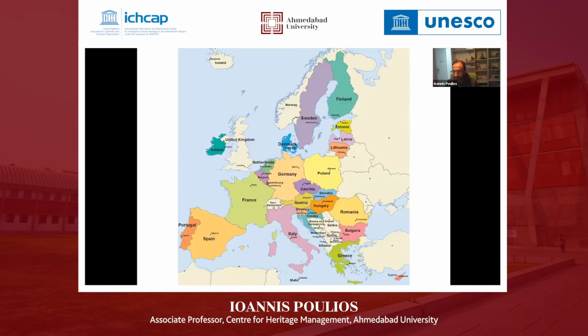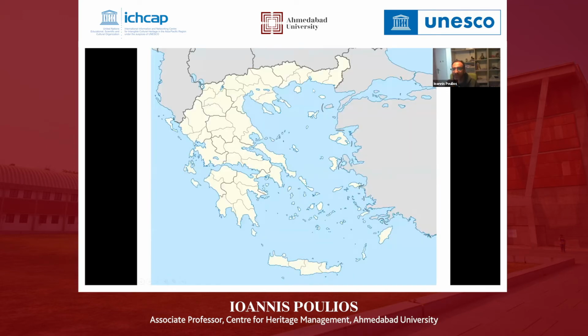Koroni. This is the map of Europe, just to bear that in mind. Greece is in the southern part of Europe, and the capital is Athens. This is the map of Greece. The capital is here in the middle, and Koroni is in the southern part of Greece, here at the very southwest, on the edge.